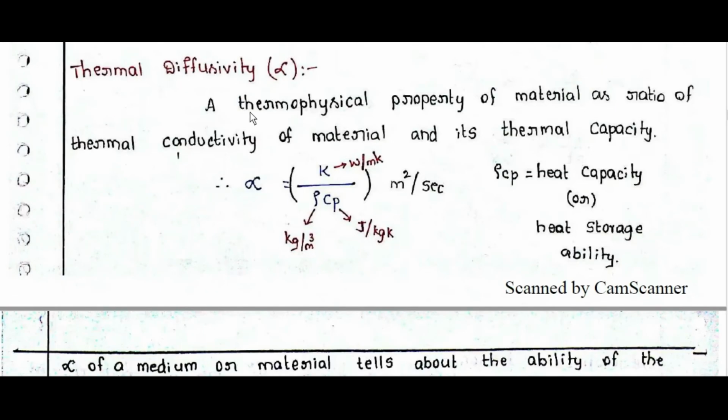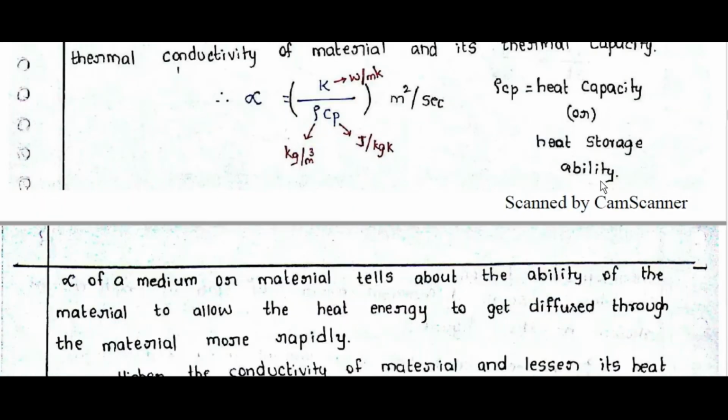Thermal diffusivity alpha is a thermophysical property of a material, defined as the ratio of the thermal conductivity of the material to its thermal capacity. Alpha is equal to K by rho Cp. K is in watt per meter Kelvin, rho in kg per meter cube, Cp in joule per kg Kelvin, and alpha in meter square per second. Rho Cp is the heat capacity or heat storage ability.